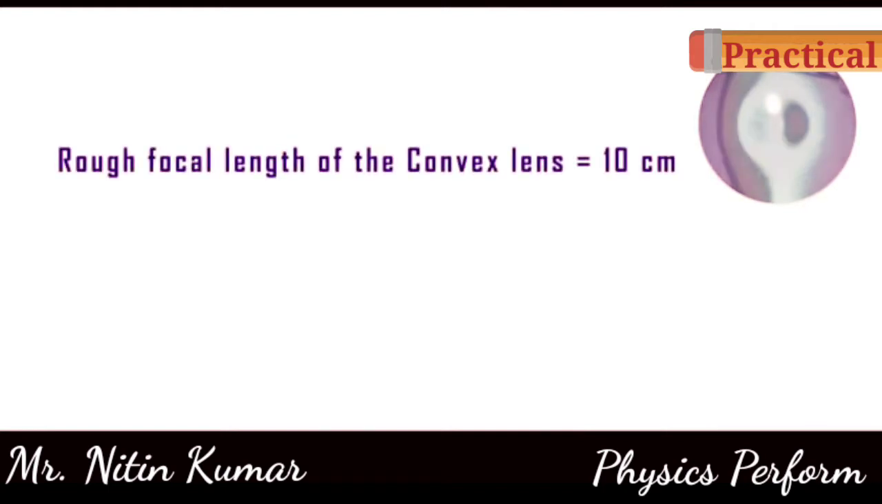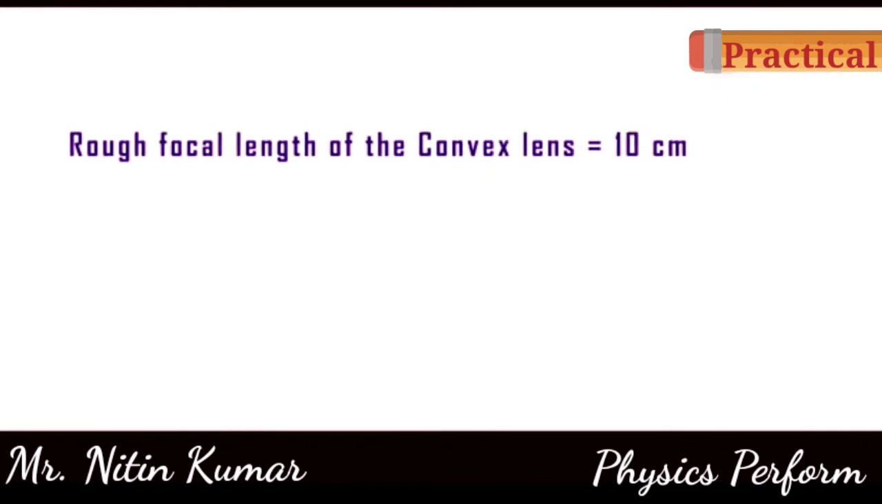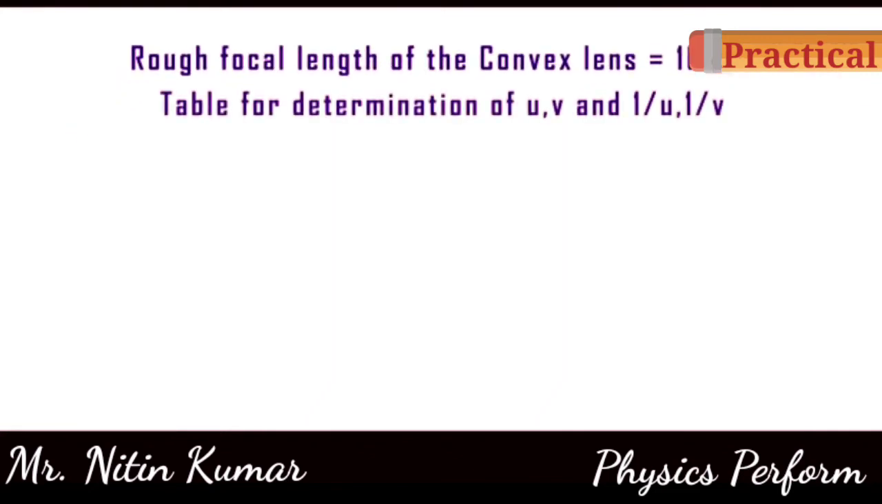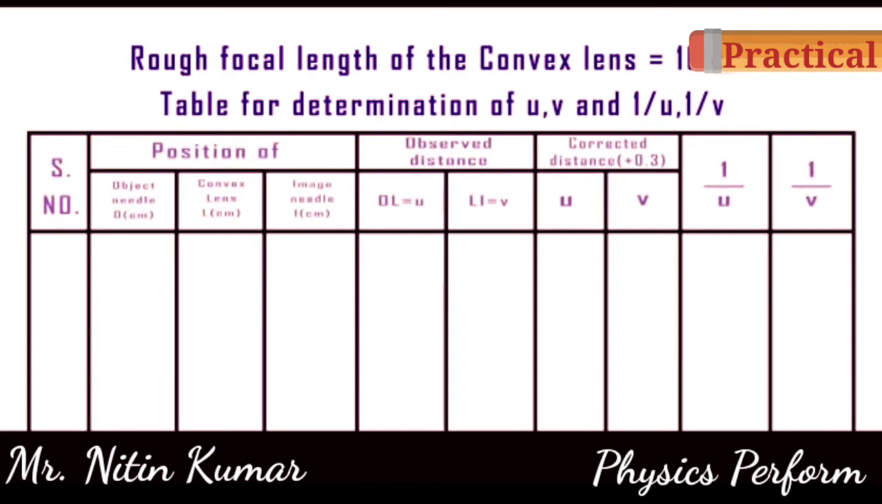The rough focal length of the convex lens used in this experiment is 10 centimeters. Table for determination of u, v and 1 by u, 1 by v. Observation table. Object needle O.